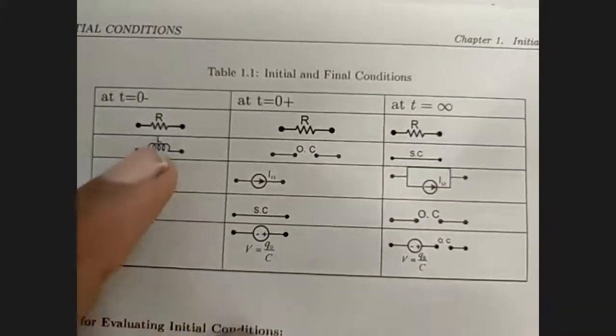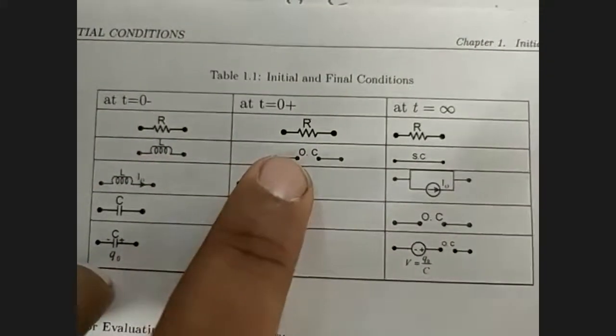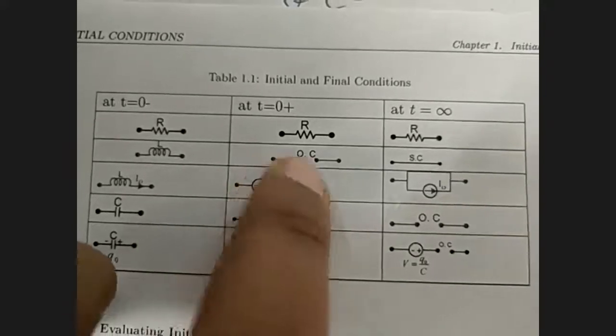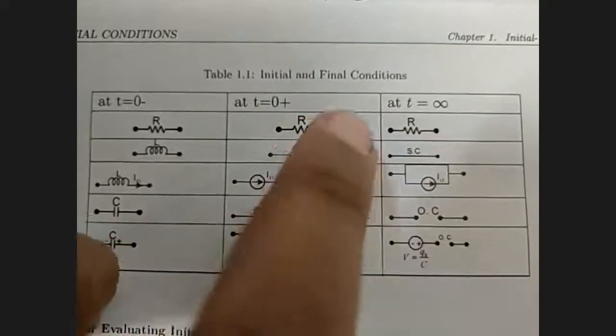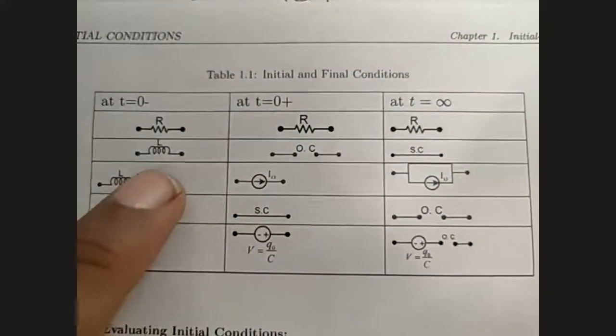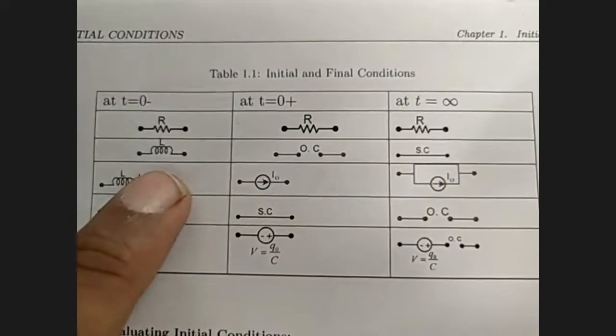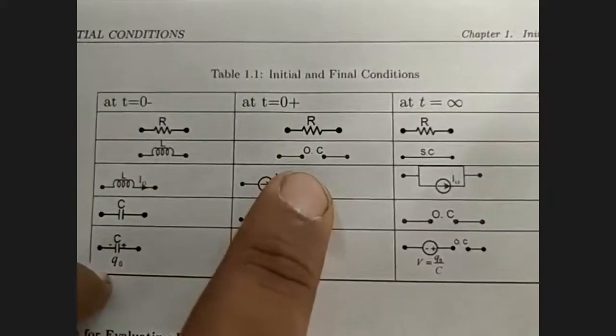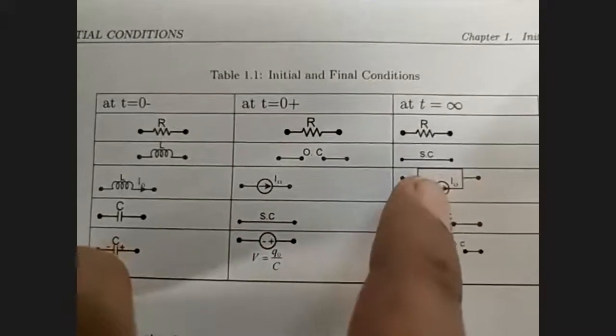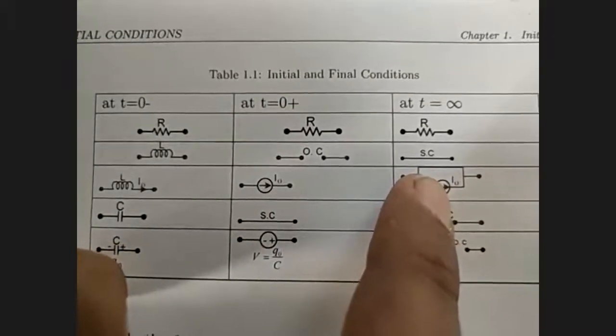Resistance will behave as resistance at t equal to 0 plus and at t equal to infinity. So resistance is not changed. When we are talking about inductance with zero current, it will be working as open circuit initially, and short circuit at t equal to infinity.